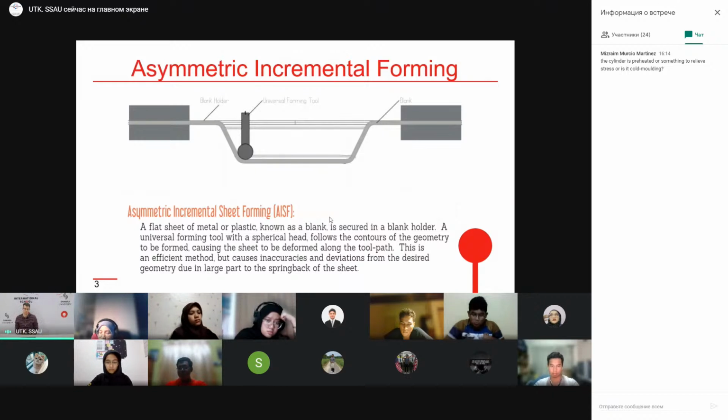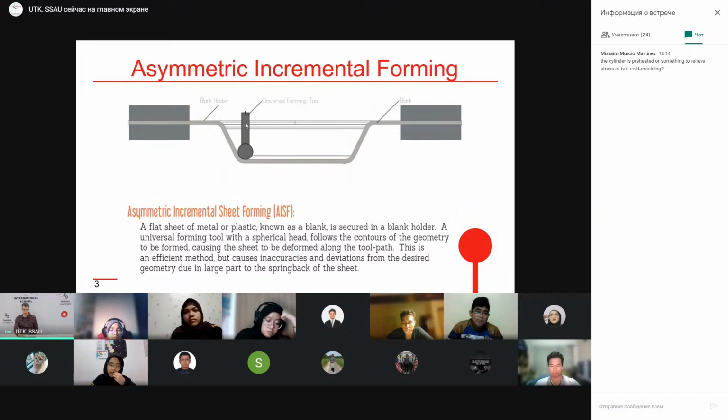What about the technology and features of this technology? There are several variants of different incremental forming technologies. The simplest one is asymmetric incremental forming, where we need only a blank holder. On the right you see a blank holder and some forming tool, the punch. And the movement, the path of the punch, as I have said, is defined by some controlling program, about which I will tell you later.